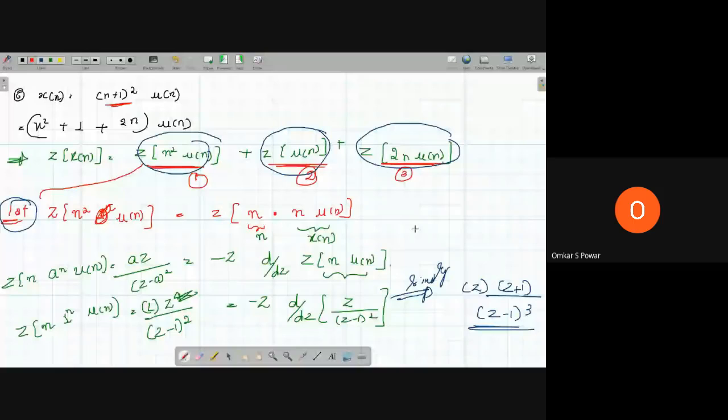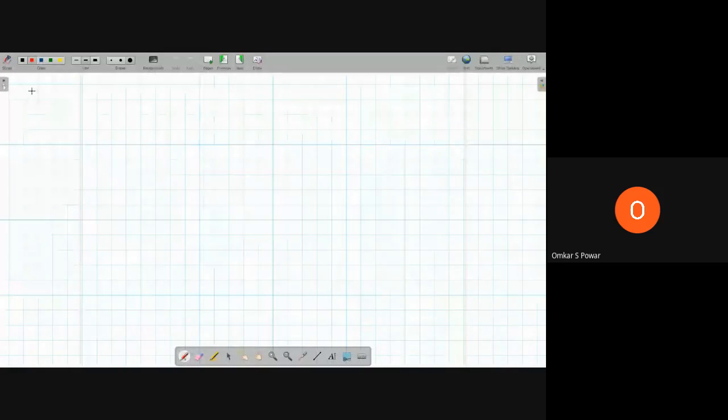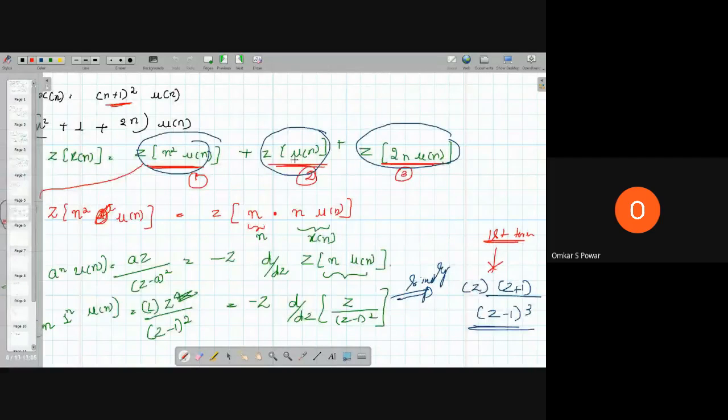So we will do step by step. Second term we will do, then we will go to the third term, and then we will add up. So let me take another sheet for you. So I will go for z transform of u of n. Okay, so that is our second term, right? Yeah, z transform of u of n is our second term. So you observe here. This I will solve, and then I will go for this third term. Okay, then we have to add this up.